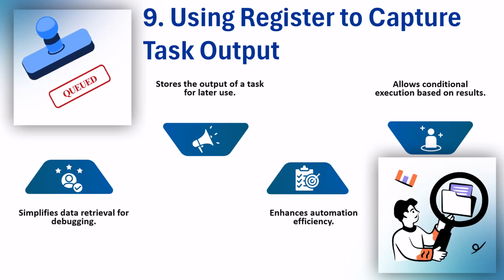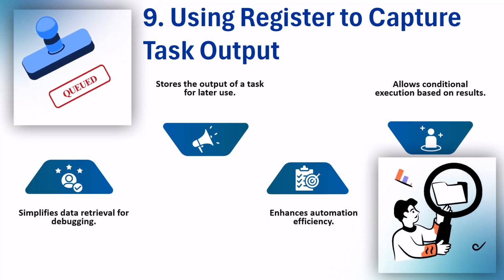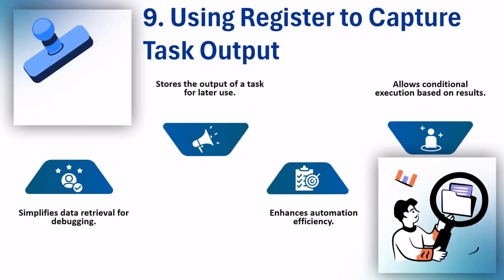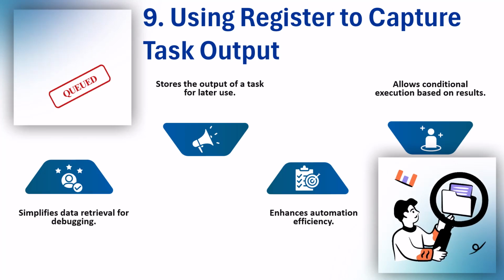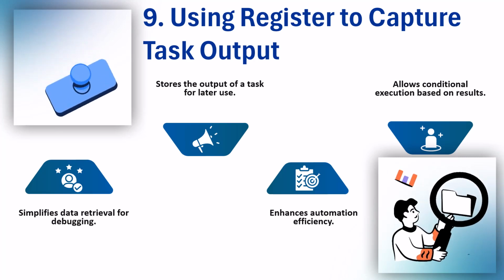Ever wondered where your task results disappear to? Well, Register is your storage locker. It lets you stash outputs for later, so you can make decisions based on them, like a smart automation detective. Plus, debugging gets easier when you have the data in hand. So, say goodbye to guessing and hello to efficiency.